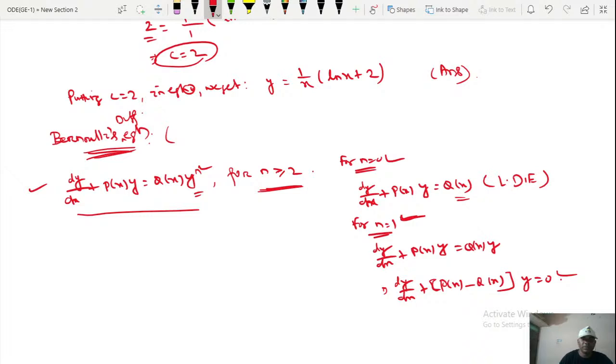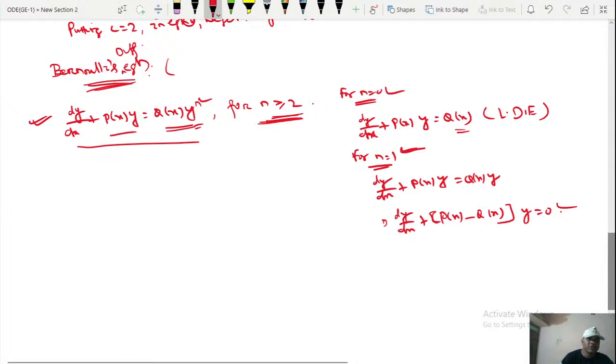So if n is greater than or equal to 2 and the equation is in this form, dy by dx plus p of x into y equal to q of x into y to the power n, then that equation is in Bernoulli's equation form. So if a Bernoulli's equation is given to you, then you will divide by y to the power n on both sides.